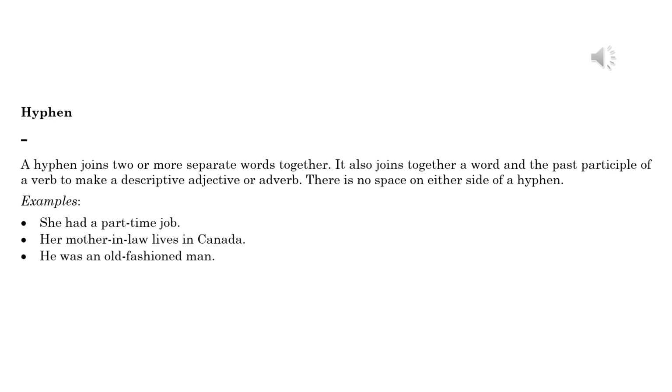Hyphen. A hyphen joins two or more separate words together. It also joins together a word and the past participle of a verb to make a descriptive adjective or adverb. There is no space on either side of a hyphen. Examples: she had a part-time job. Her mother-in-law lives in Canada. He was an old-fashioned man.